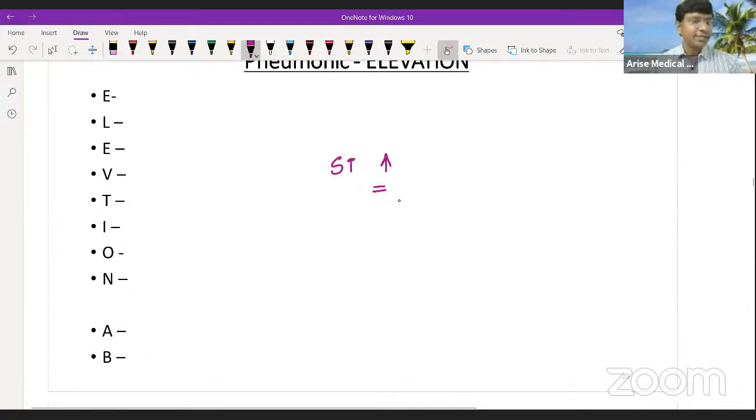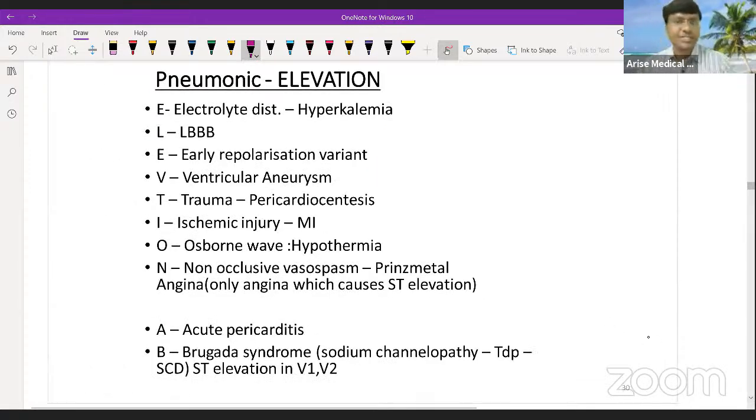What is that mnemonic? That mnemonic is ELEVATION AB. Let me tell you what this stands for. The letter E stands for electrolyte abnormalities, that is hyperkalemia.